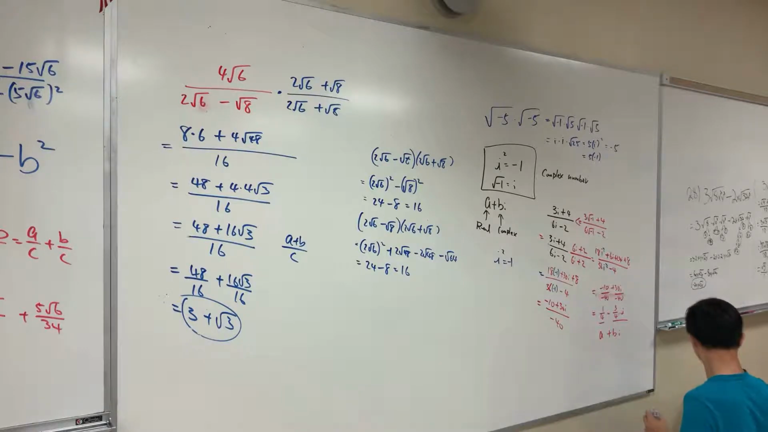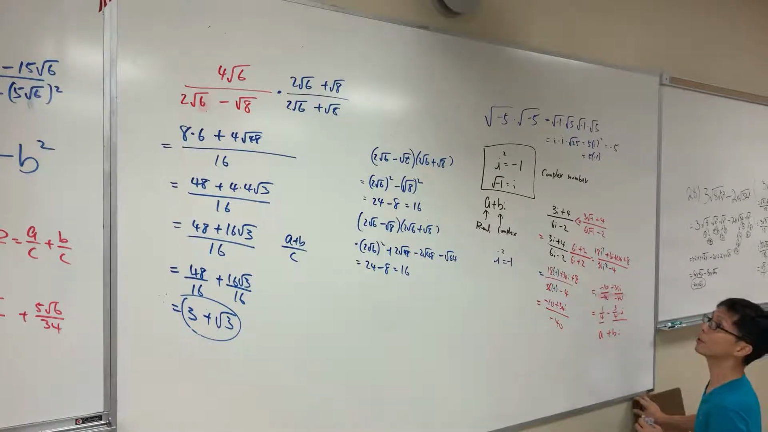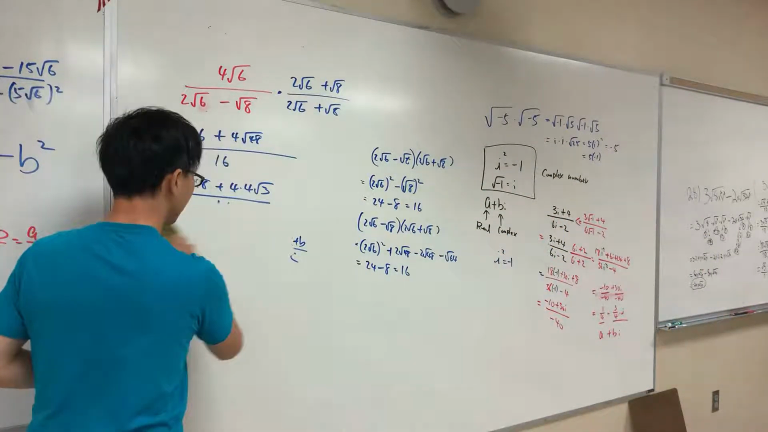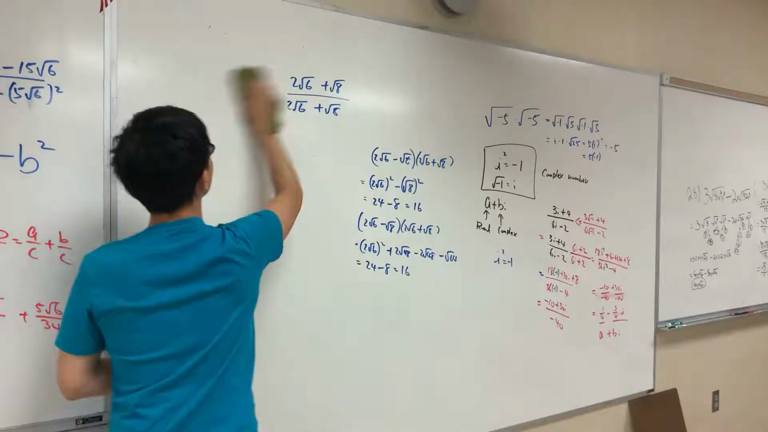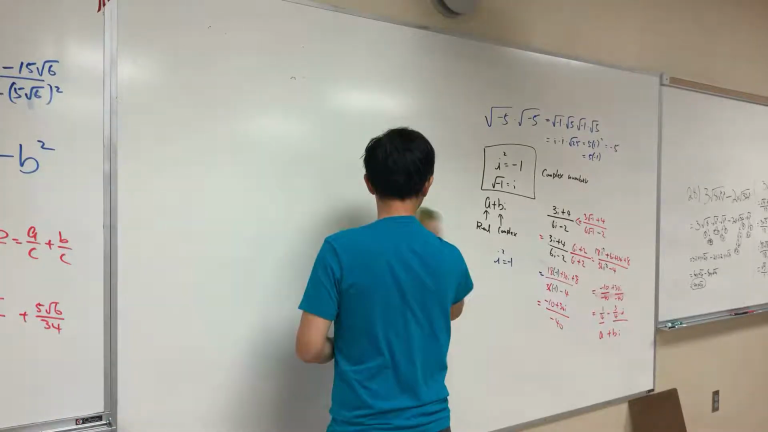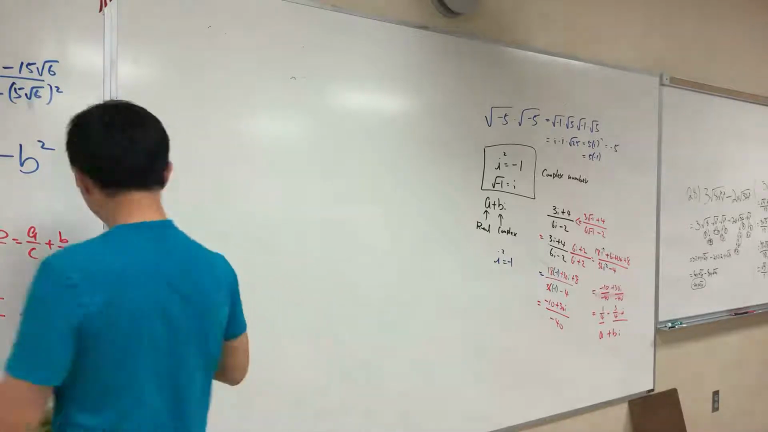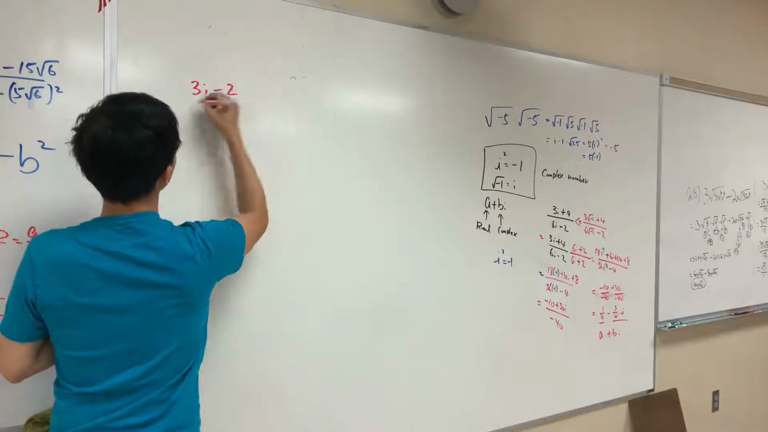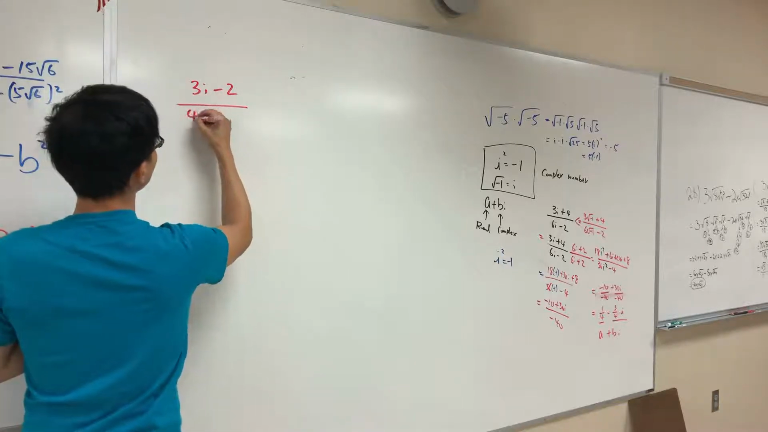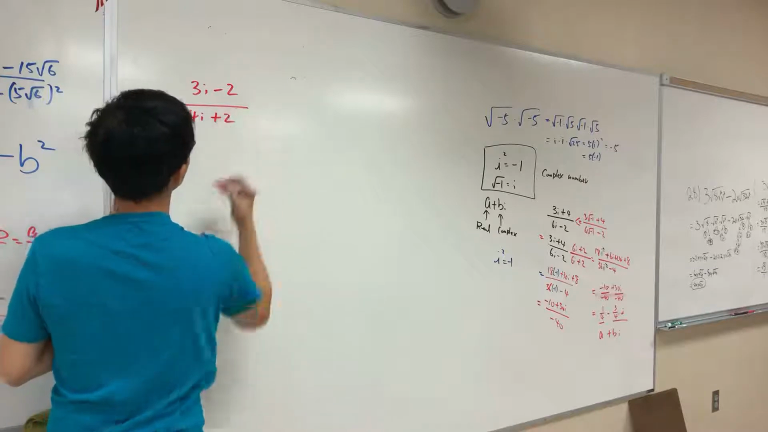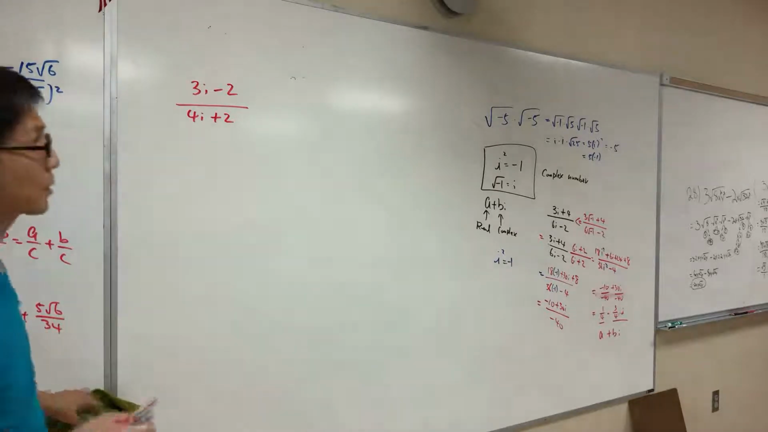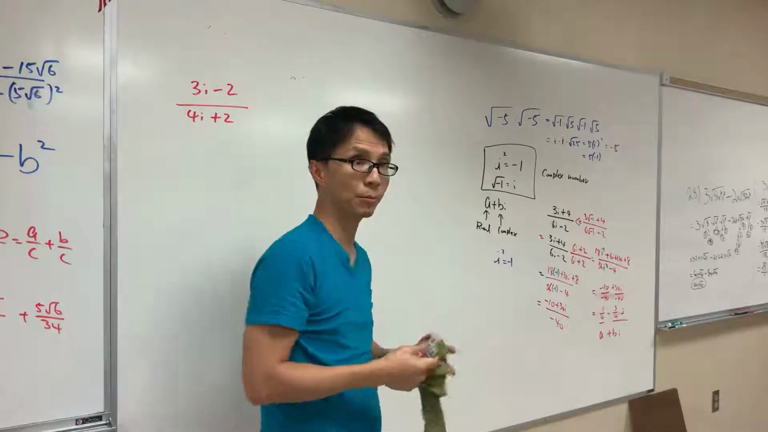Okay, so I'm going to give you questions. And those of you who finish early, I want to teach you a new thing too. So 3i minus 2 over 4i plus 2. Okay? I want you to do this one. And if you finish, I'm going to teach you a new thing. So those of you who finish early and get the right answer, come show me.